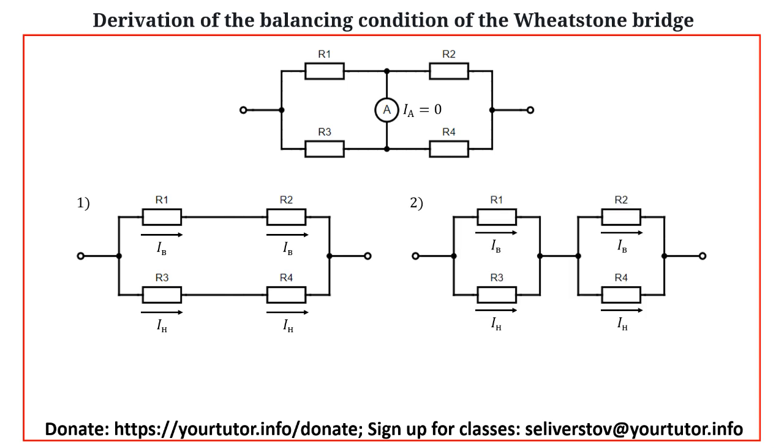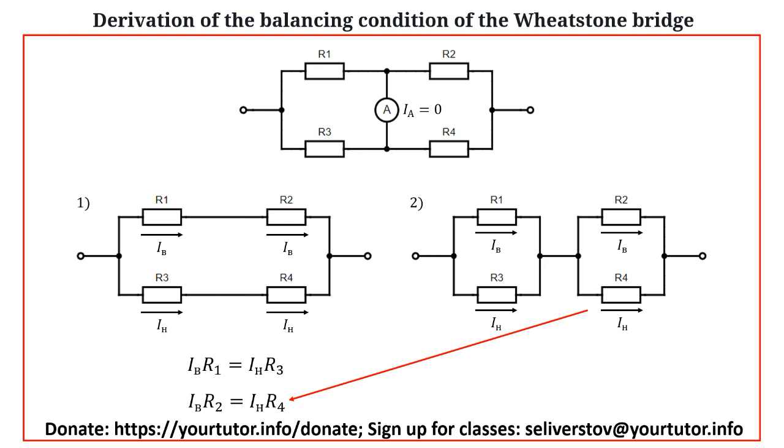Well, then, since resistors R1 and R3 are connected in parallel, the voltages on them are the same, so we get the following equation. A similar condition is true for the second cascade with resistors R2 and R4 connected in parallel. This means that this equation also takes place.